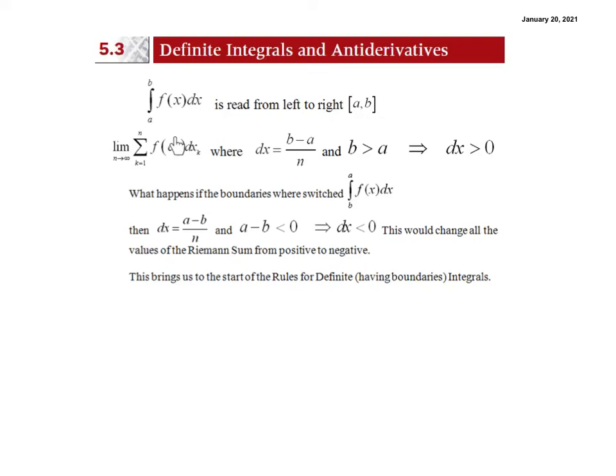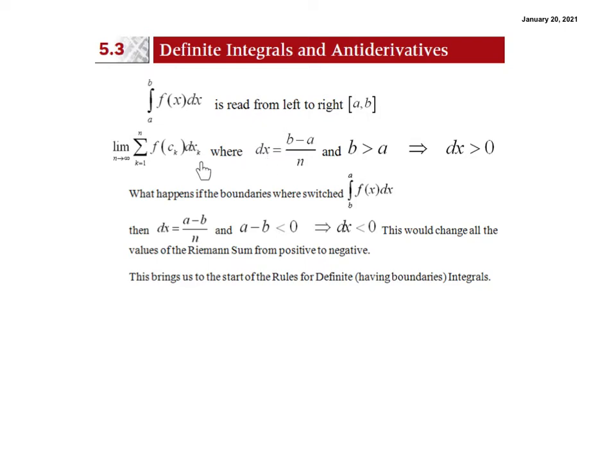So now let's start section 5.3, definite integrals and antiderivatives. We'll start with the integral from a to b of f of x dx. It's always read from left to right. A is on the left, b is on the right, a is the lower bound, b is the upper bound. So here's the Riemann sum for that.